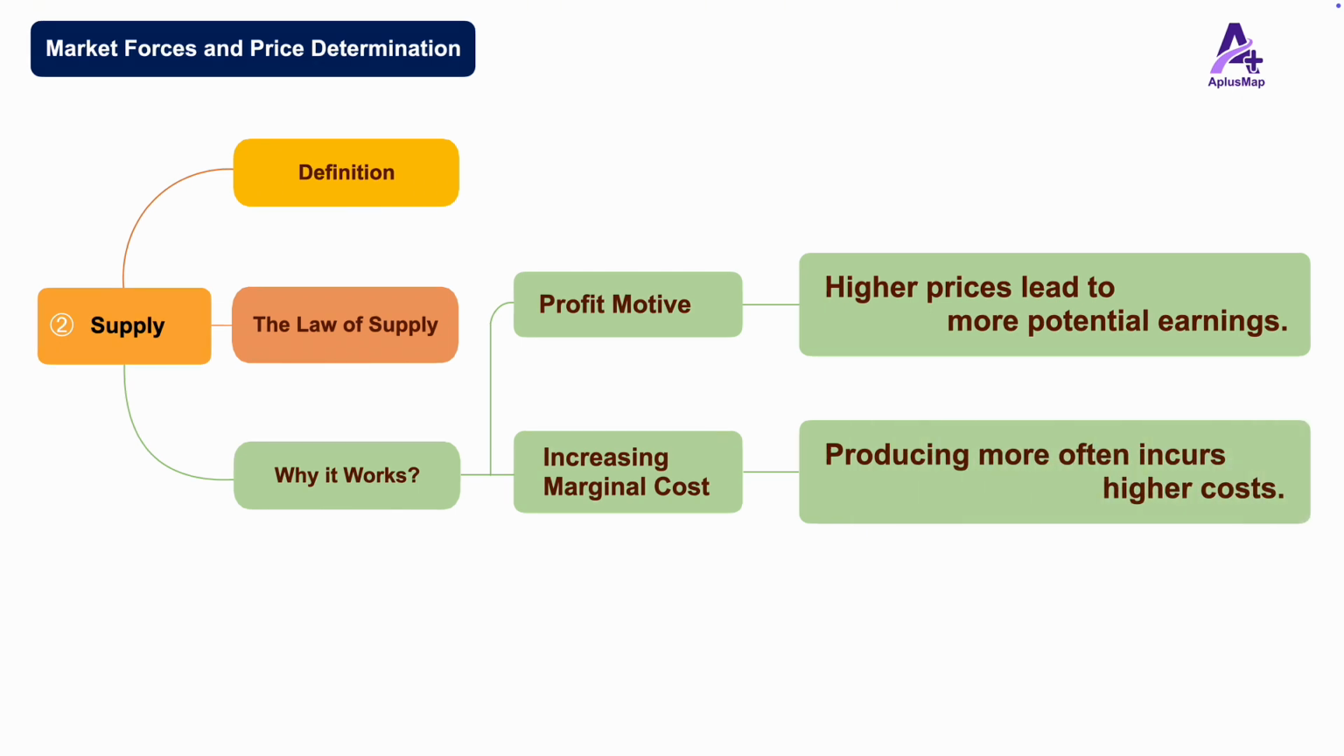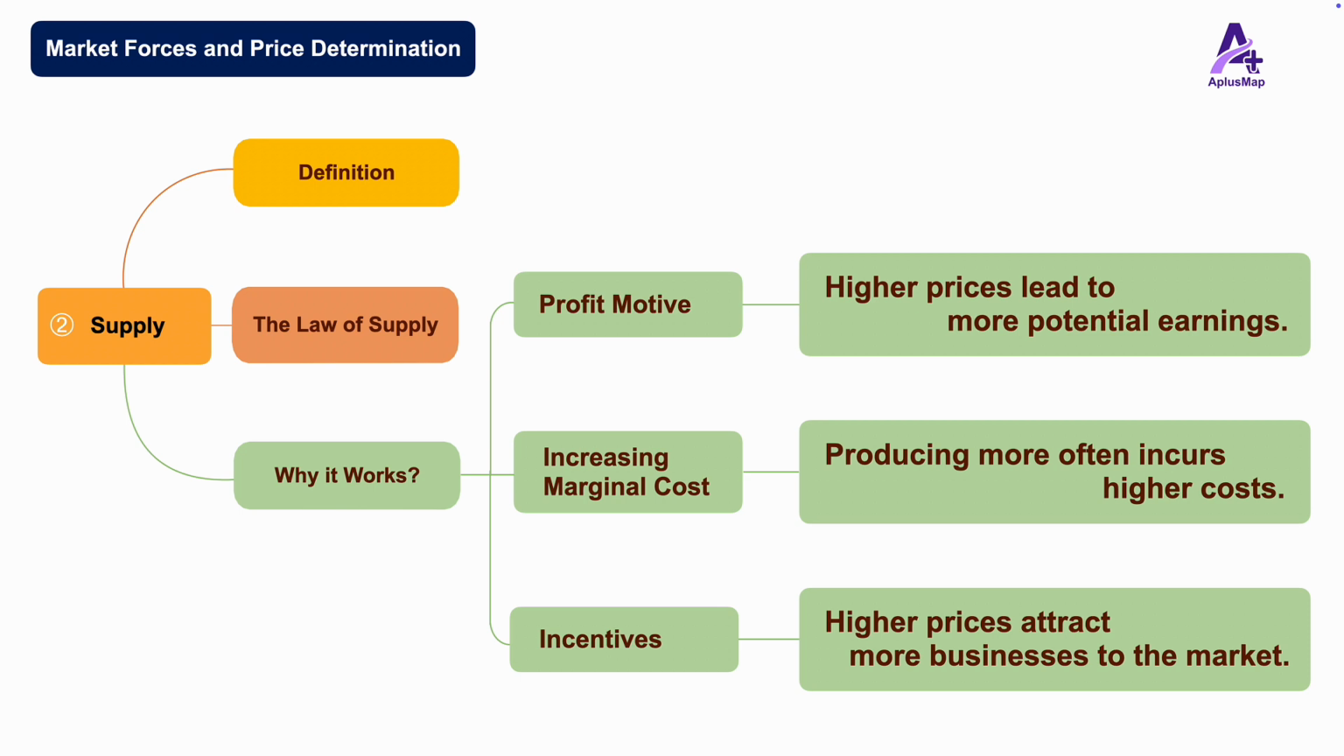This is another one of those core concepts. Usually, as a business produces more and more, the cost of making each extra unit starts to creep up. Maybe they need to pay overtime or buy materials in smaller, more expensive batches. So to cover those higher costs for the extra units, they need a higher price to make it worthwhile. Precisely. And third, higher prices act as incentives across the market. They might encourage completely new companies to enter the market or existing ones to invest in producing more.